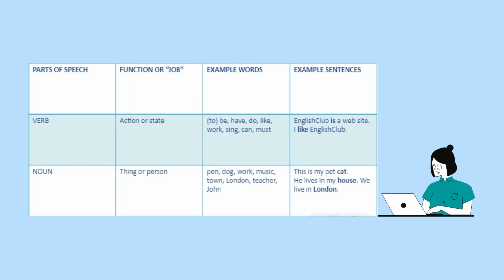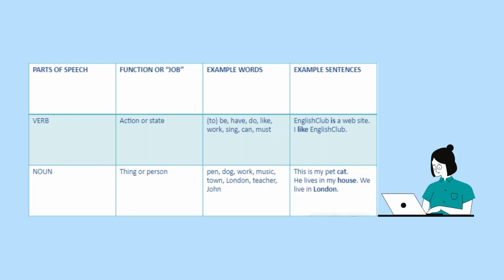Let us take an example for it. The first example is, English Club is a website. The next is, I like English Club. In these sentences, the bold letters are verbs. In the first sentence, is is considered as a helping verb. In the second sentence, like is used as a verb.